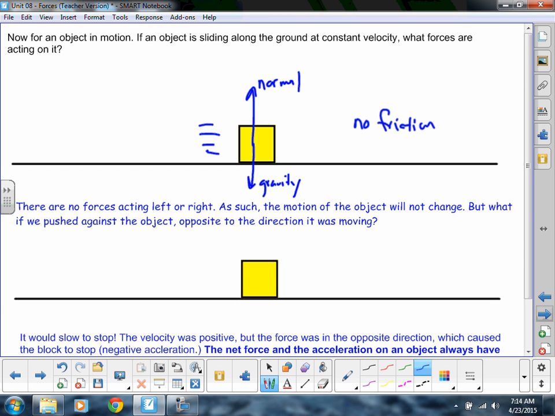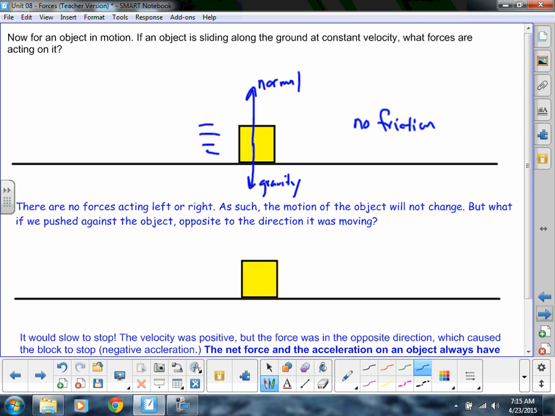So even if it's in motion, if there are no forces acting to the left or right, then the object's motion will not change. The hover puck is a great example of this. It slides along the ground almost completely without friction. And so if we had good batteries in it and had a nice little cloud of air that it could float on, we could push it, and it would just keep on going down the hallway at a constant speed until it eventually bumps into something.